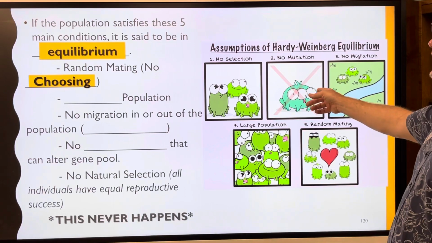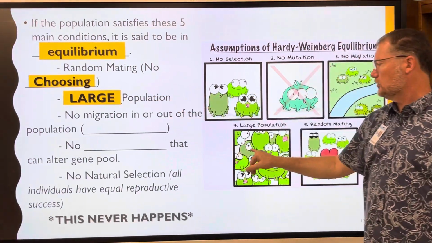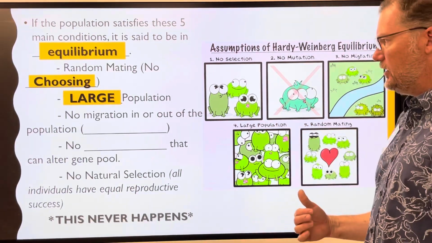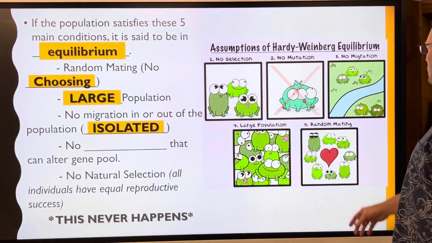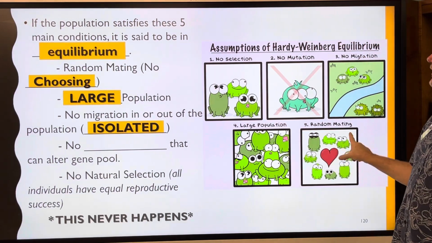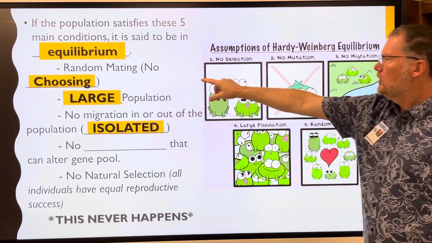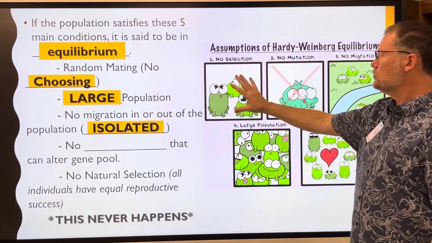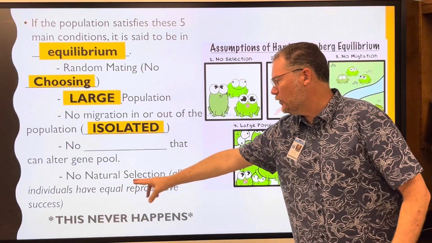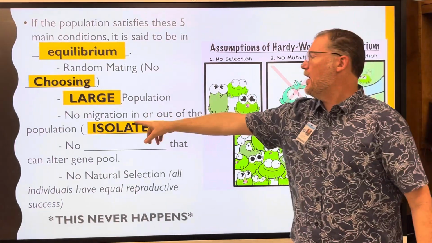All right. No mutation. Wait, where'd we go? Oh, large. We jumped down to number 4. Large population, okay? So that's not always the case in reality. Sometimes it's a small population. No migration. Oh, I think I started with random mating. Actually, that's both of them. This is random mating and no selection, no choosing. Sorry, no natural selection. That's this one. Okay. Keeping track of all 5 of them. Now, where were we? No migration in or out of the population.